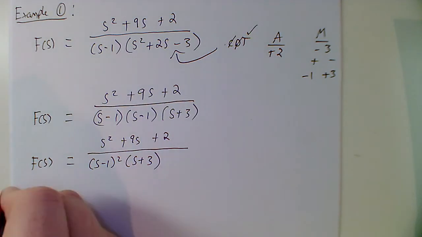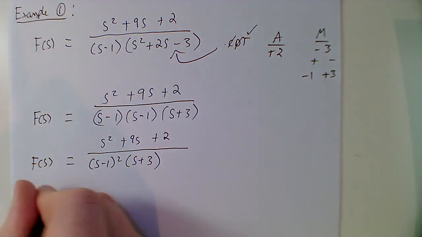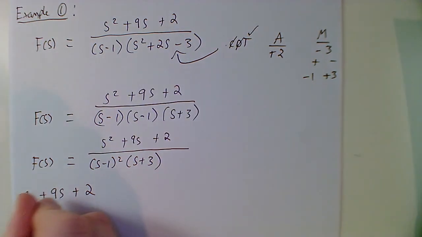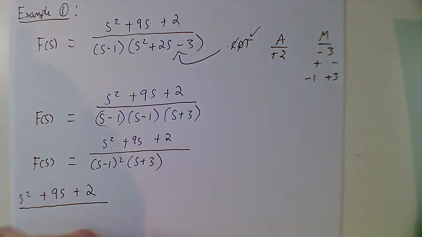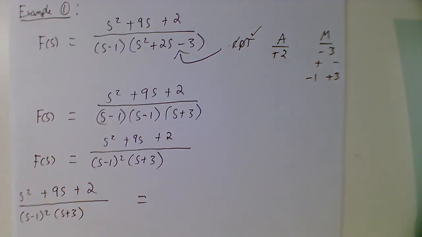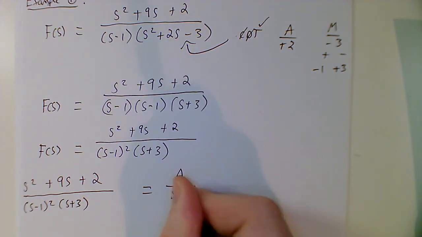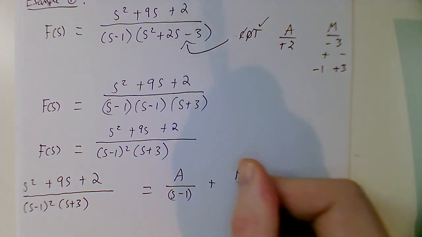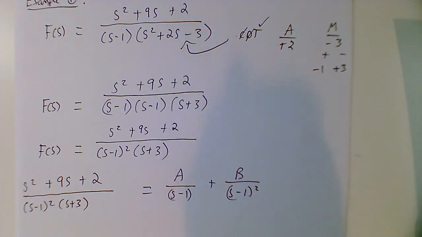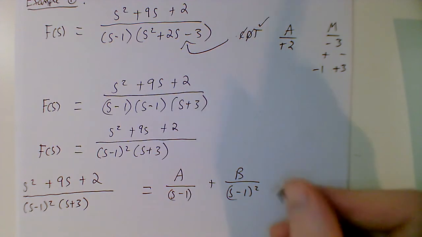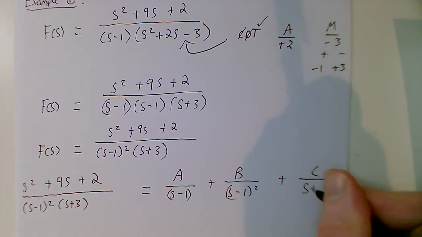So again, ignore the fs just now and we'll just go into partial fractions. So s squared plus 9s plus 2 over s take away 1 squared, s plus 3. Right, so remember when you've got a repeated factor, you've got to put in the original factor and the square factor. So I'm going to have A over s take away 1 and B over s take away 1 squared. And those are both just for that bracket there, that part of our function. Plus C over s plus 3.